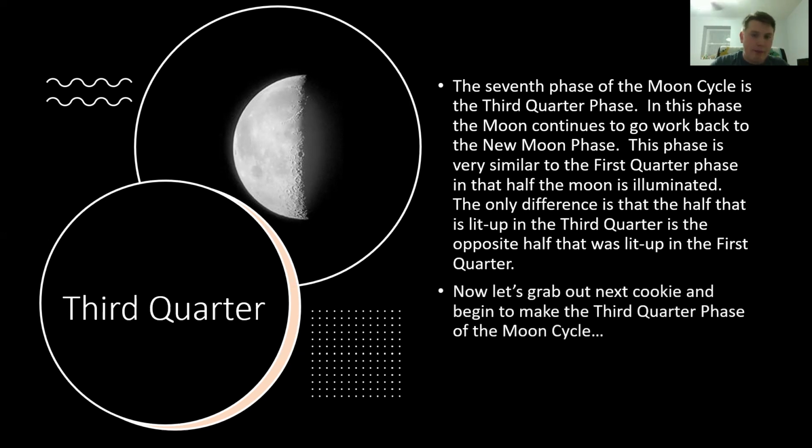Now, we're going to grab our next cookie, and we will make that. So you want to take it, you want to cut it in half, and just get the cream off, and only leave half of the cookie. And similar to the first one, which was like that, there's only half light shown coming from the moon, which resembles your third quarter and your first quarter.